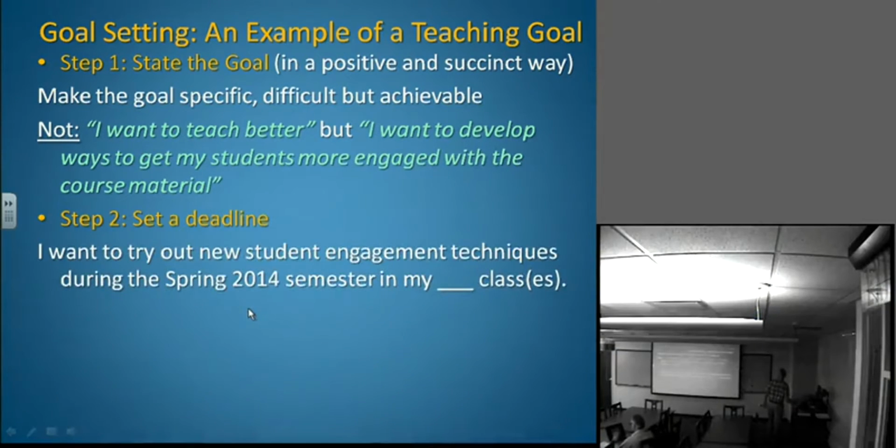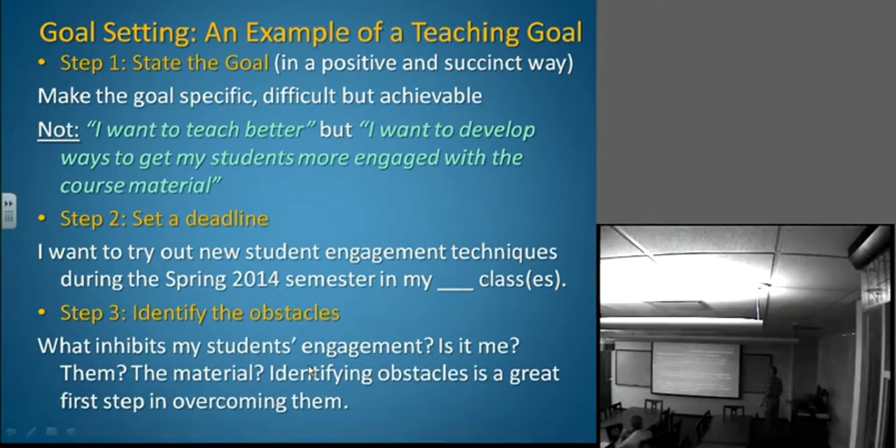Okay, so here's another goal example, setting a deadline. If I do want to engage my students more with the course material, what am I going to do? Next semester, you could start this semester, but next semester I'm going to try out new student engagement techniques. And I would probably be even more specific here. I'm going to try out the do-do-do technique, even better than just new student engagement techniques. So that's your goal, this is when you're going to do it, and what are the things that are going to prevent you from doing it?